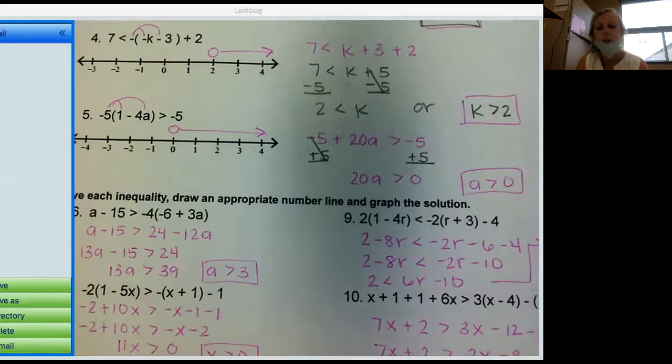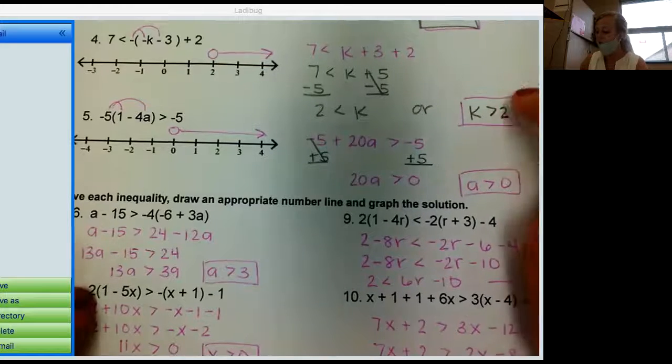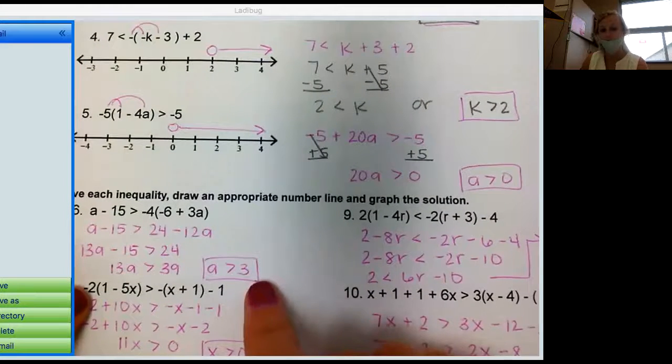So let me tell y'all a trick. If you're always moving the smallest variable, you should never have to switch your sign. Because if you're always moving the smallest variable, you should always end up with a positive number. So that's why moving the smallest variable makes it easier. It's less steps. Does anyone have questions on 4, 5, or 6?